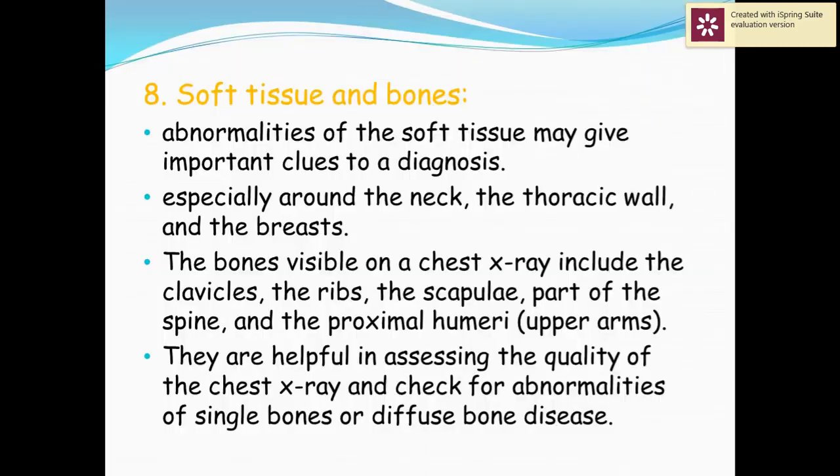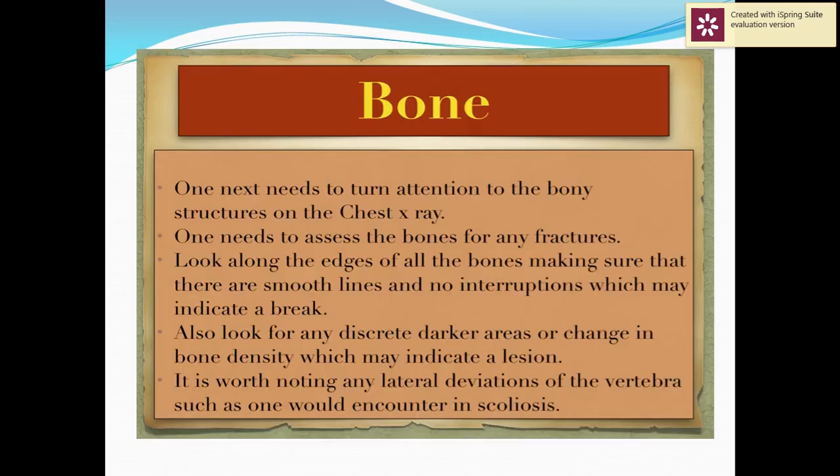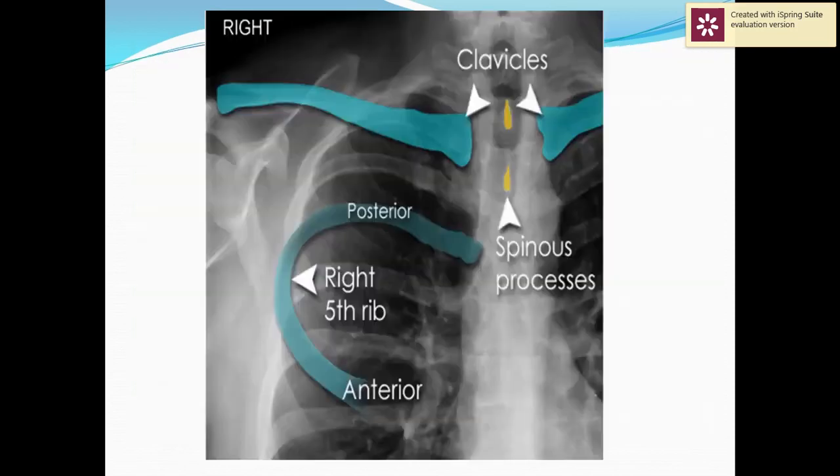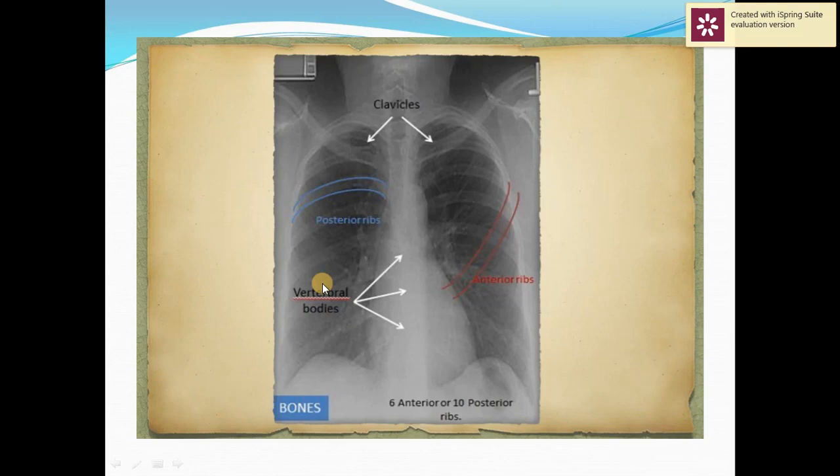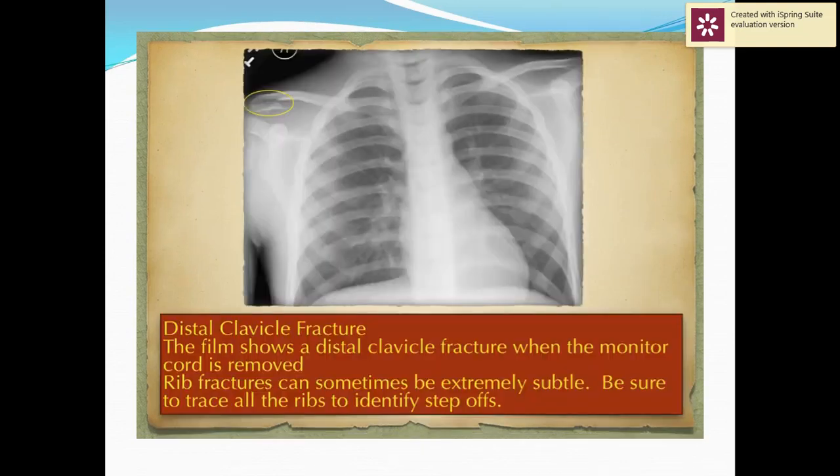Then we look for the soft tissue and the bone. Very important to check the bone, for lytic lesions of the bone, for fracture of the tibia, fracture of the humerus, clavicle. This is the posterior rib, this is the anterior rib. Distal clavicular fracture: this film shows a distal clavicular fracture when the monitor cord is removed.